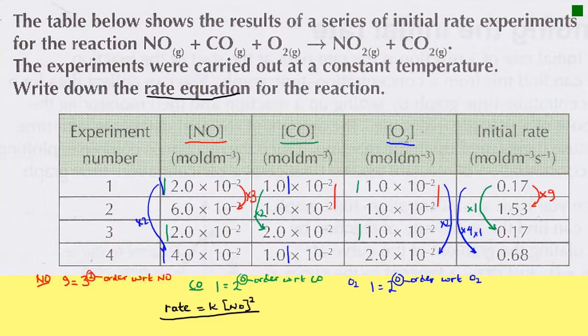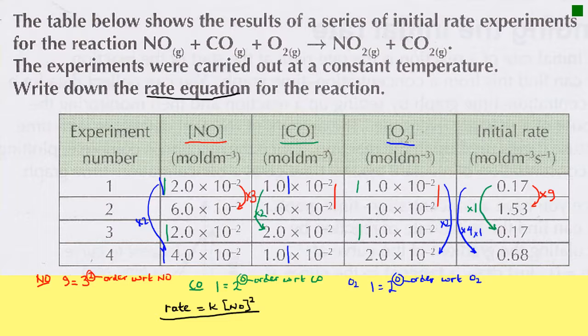So what you can see is that when we increase the concentration of oxygen from 1 to 2, we've doubled that. We have not increased the initial rate by any more than the increase in rate that's down to the nitrogen monoxide. So now we can work out the order of the reaction with respect to oxygen. I think you've probably guessed already.